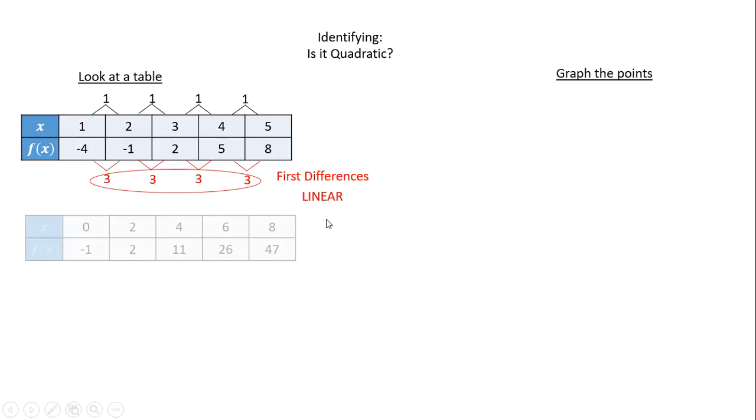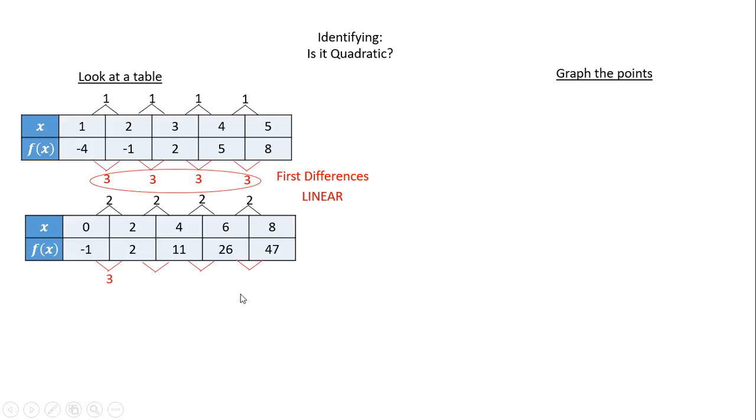So let's look at another one. First thing we need to look at are the x values. Are they all going up by the same amount? In this case, yeah, they're all going up by 2. It's not 1, but that doesn't matter. They're going up by the same amount. So now we can look at the y values. The first one, from -1 to 2, is 3 again. 2 to 11 is 9. 11 to 26 is 15. 26 to 47 is 21. So those are not the same.